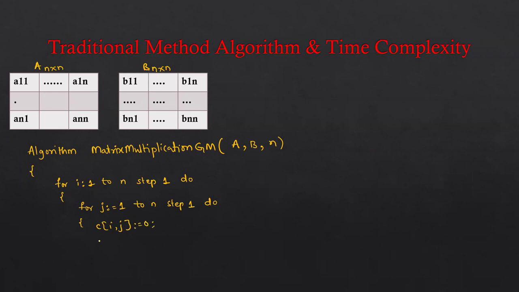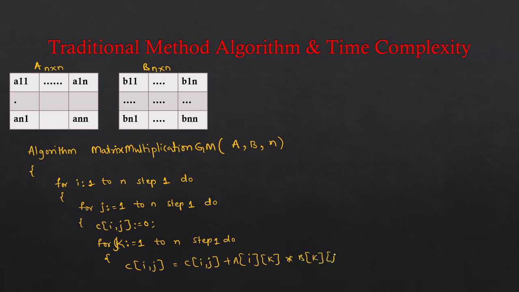This is the initial value. For each iteration of k, which is starting from 1 to n, including n, for each step I move one step forward. So C of ij is equal to C of ij plus A of ik into B of kj. This is the equation.